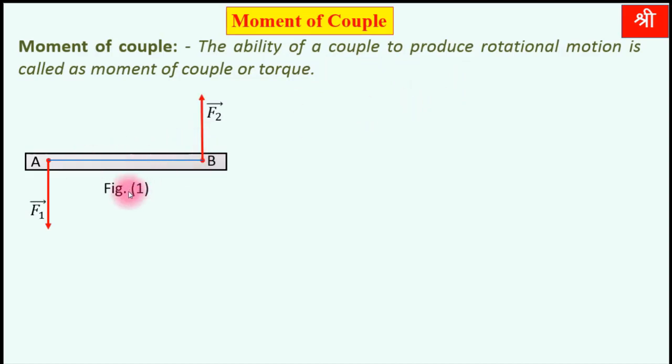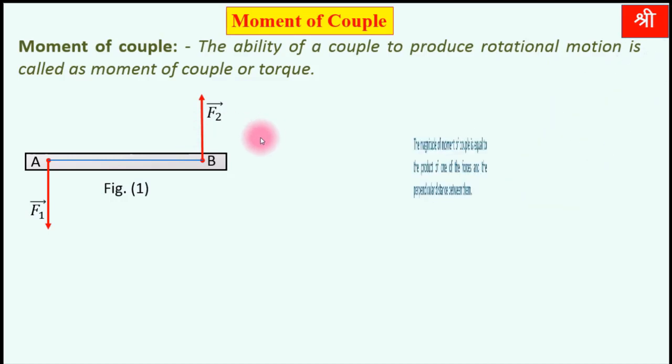Consider this figure. Suppose this is figure 1. Suppose this is a rigid rod, and we are applying two forces on this rigid rod. One force, vector F1, at point A. We know force is a vector quantity. It has both magnitude as well as direction. Its magnitude is given by the length of this arrow, while the arrowhead represents its direction. The second force is acting at point B, and that force is vector F2. Vector F1 and vector F2 are equal but opposite in direction.